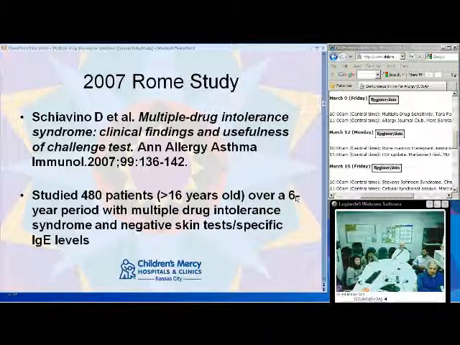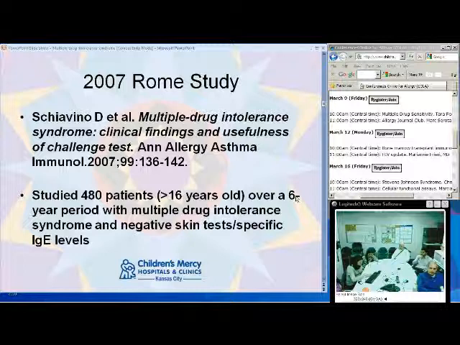So again, they had greater than or equal to three documented, reported allergies to more than three drug classes. And they also did negative skin testing and specific IgE testing. Like if it was a penicillin, they would actually do a Pre-Pen and make sure that they take those patients out of the equation.